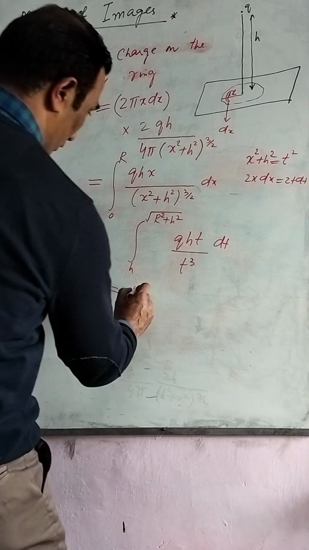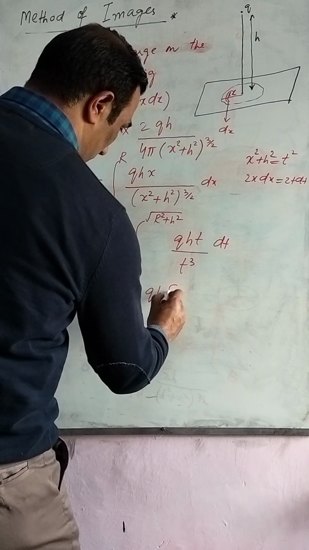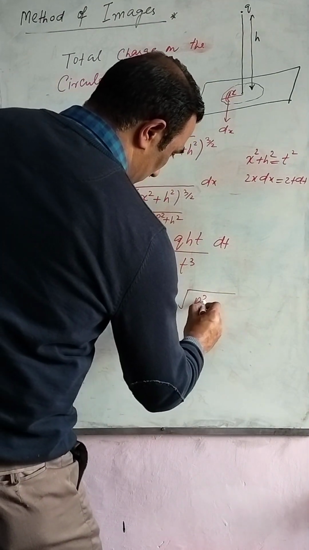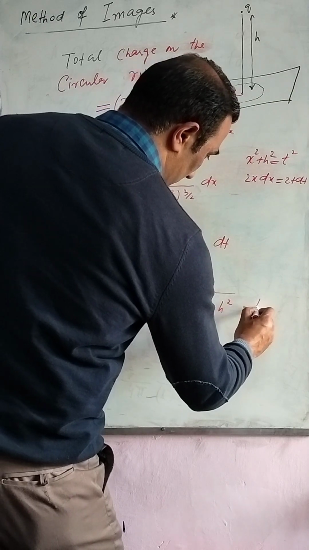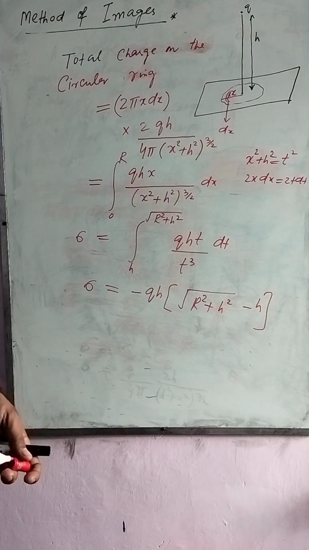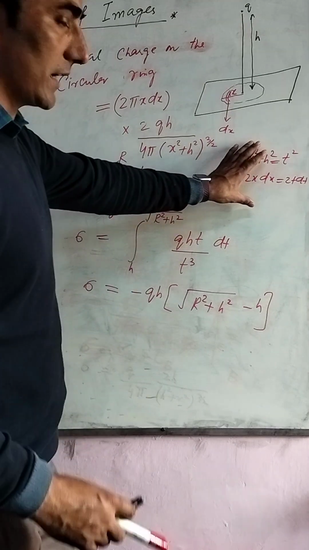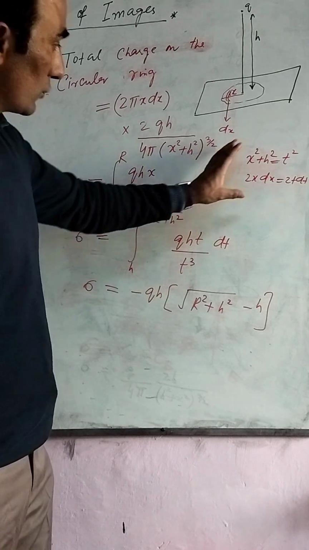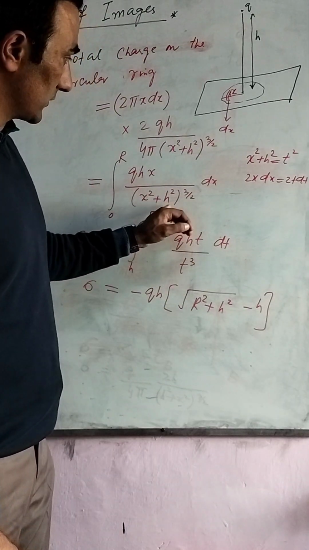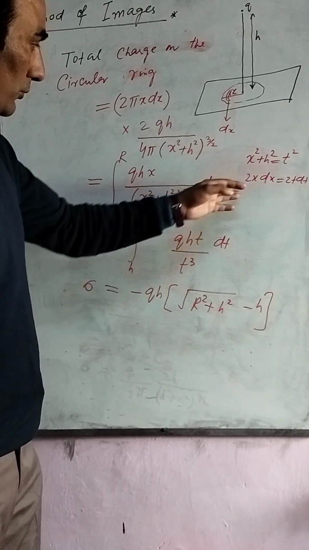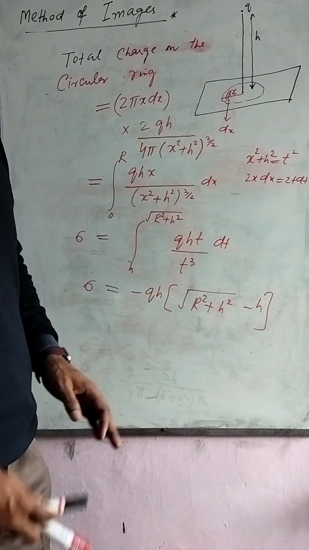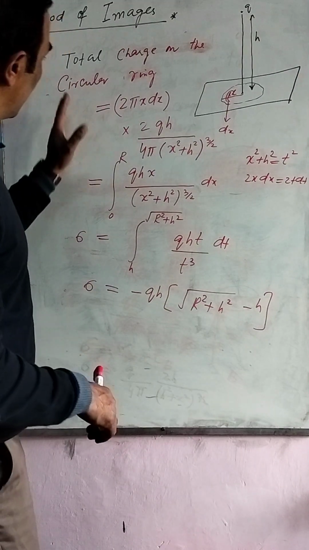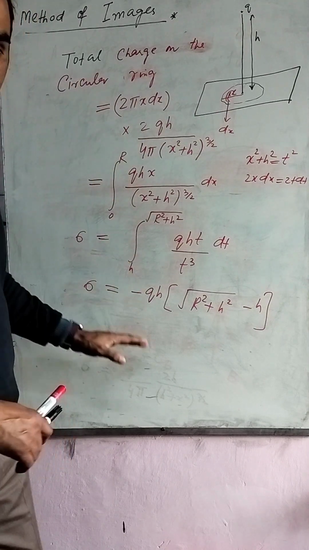So this comes out to be equal to minus QH into (square root of r square plus h square minus h). So this is what we have calculated, because you can do that substitution. This is very easy, so you can do it yourself because time is limited. I cannot show you everything here. You can calculate by making the substitution, and the limits will also change, because I am putting here 0 to r. So this is the total surface charge density, right?